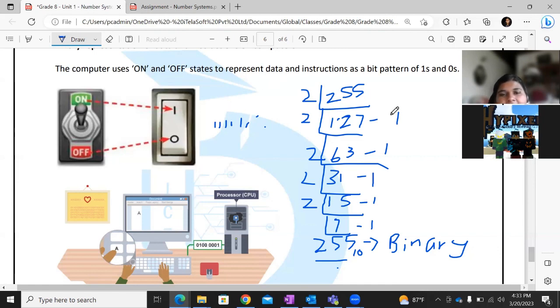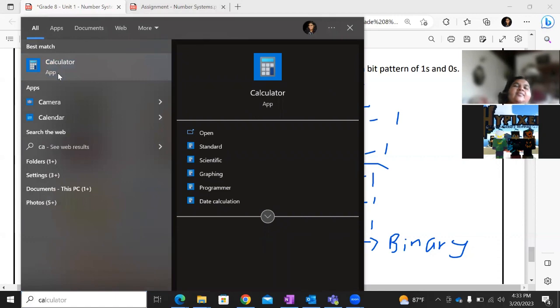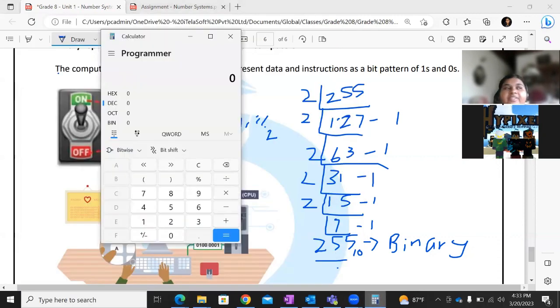Excellent. We have the answer: 3, 4, 6. So this is into base 2 because it's the binary number, right? We can check it in the calculator, same thing. Convert to any form and see if we got the same answer as here.